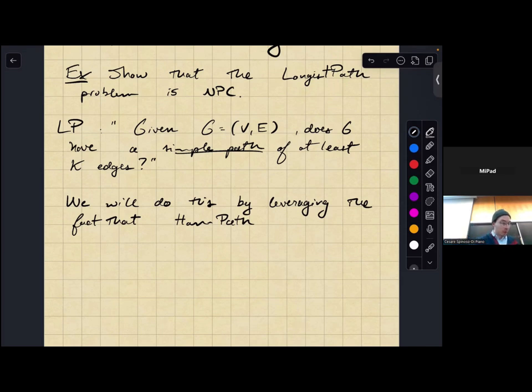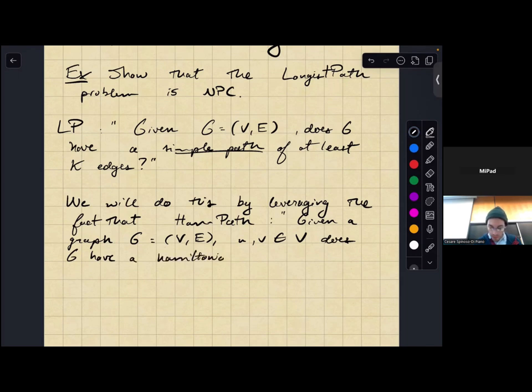So what is the Hamiltonian path problem, though? The Hamiltonian path problem is: given a graph G, in this case we're assuming the graph is undirected, and two vertices U, V in V, does G have a Hamiltonian path from U to V?